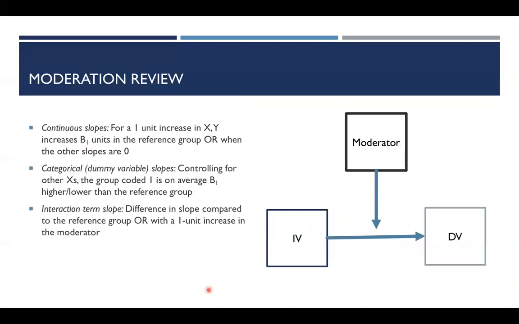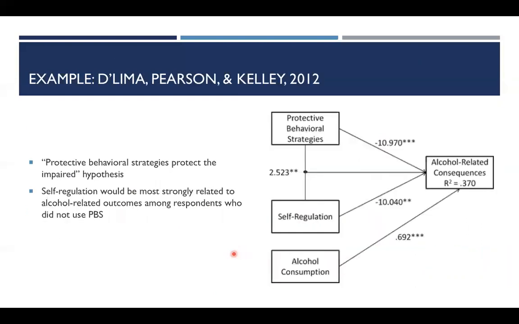So when we have multiple groups or when we have different levels of our moderator variable, we can expect that slope to be different, either in strength or direction, or both. So here's DeLima, Pearson, and Kelly again.